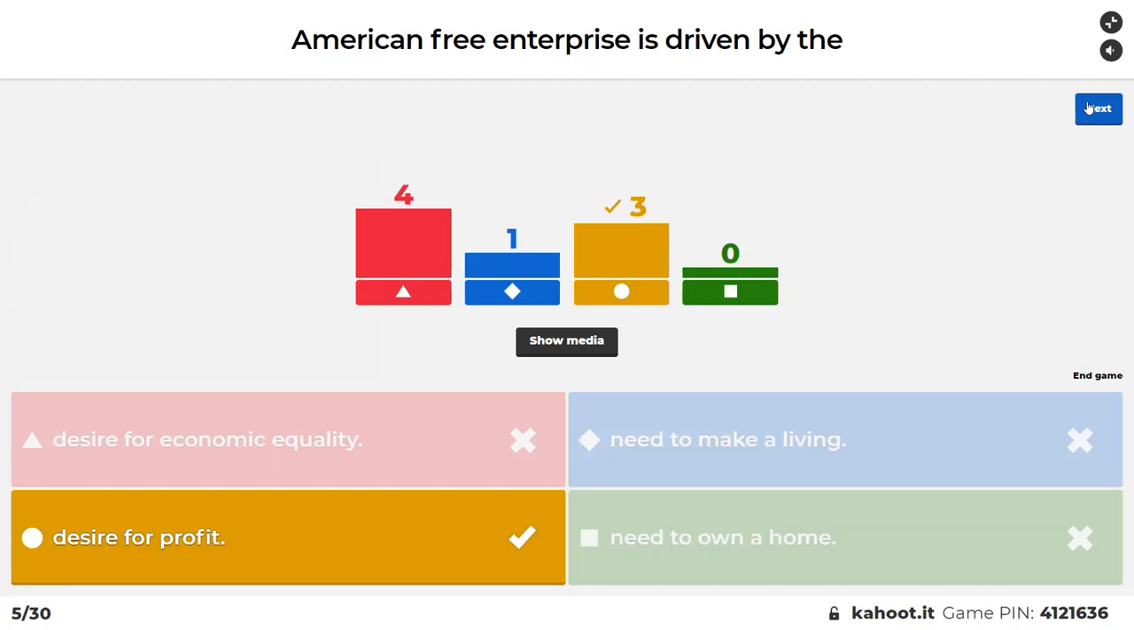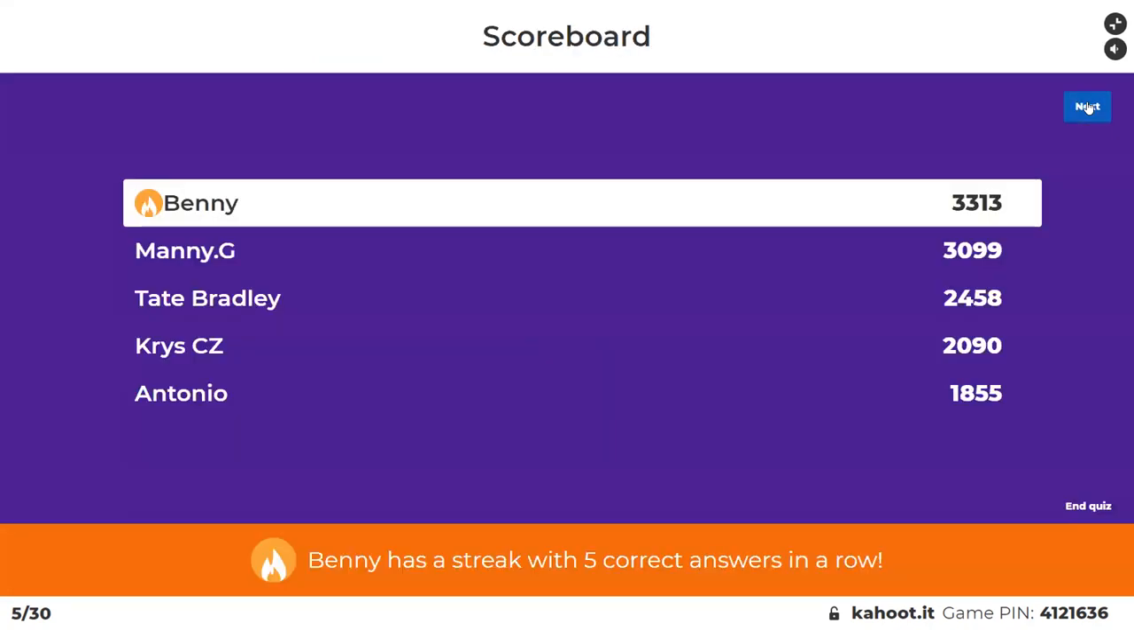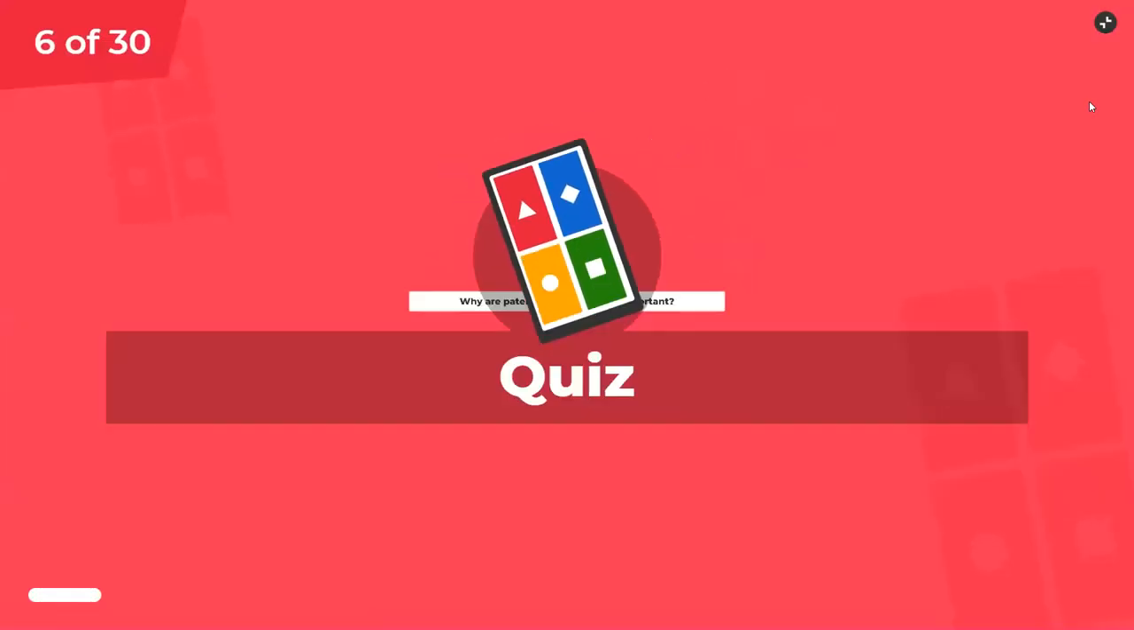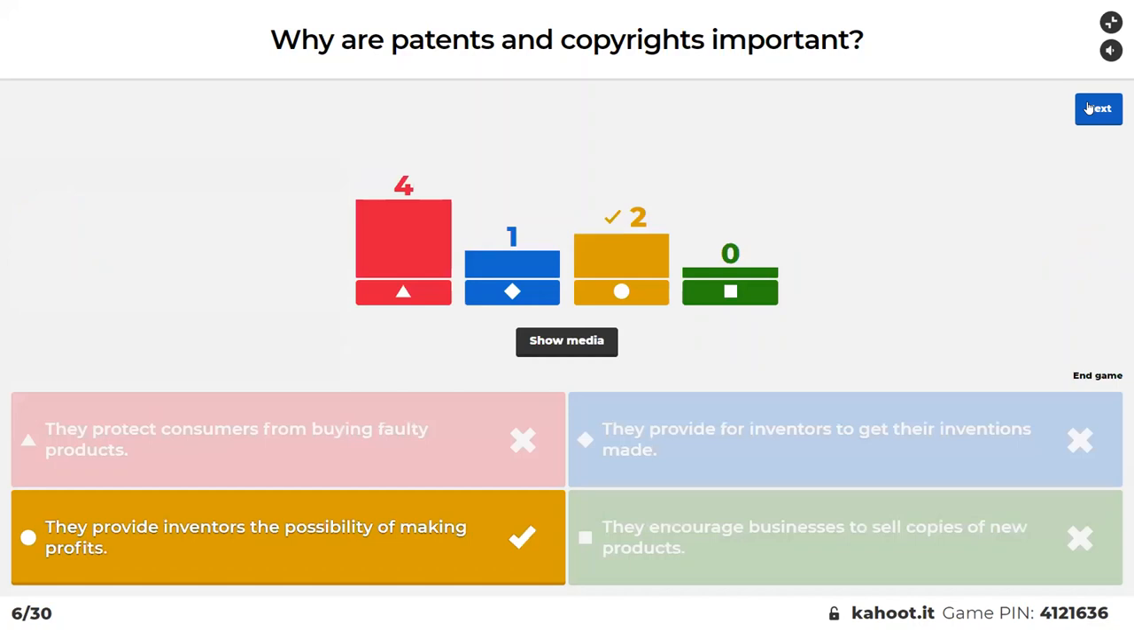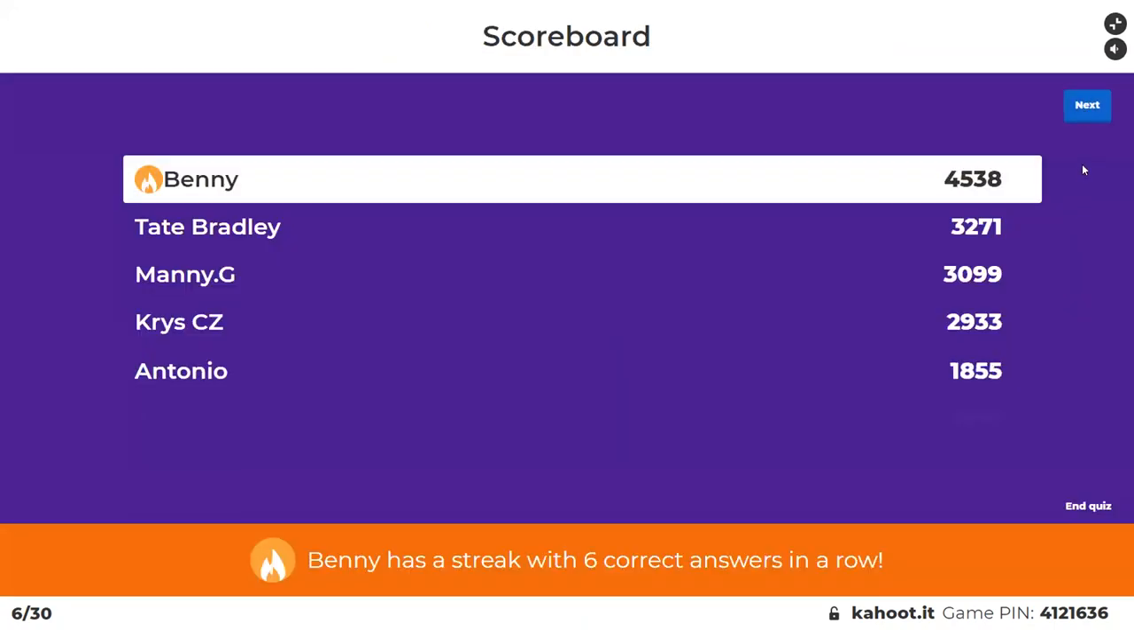Companies and individuals who own business and firms want to make as much money as possible. That's why they're going to innovate and give the best products possible so that they can profit off of that. All right. Why are patents and copyrights important? They provide inventors the possibility of making profits. So that there, as we have said, goes into what helps the free enterprise.